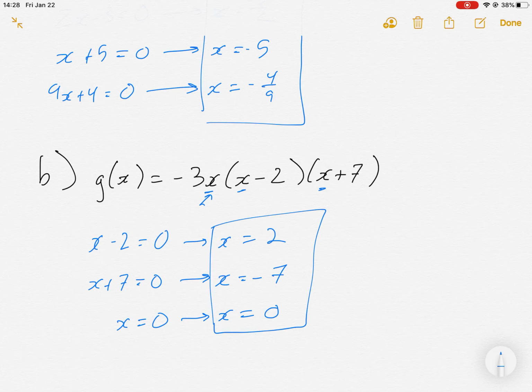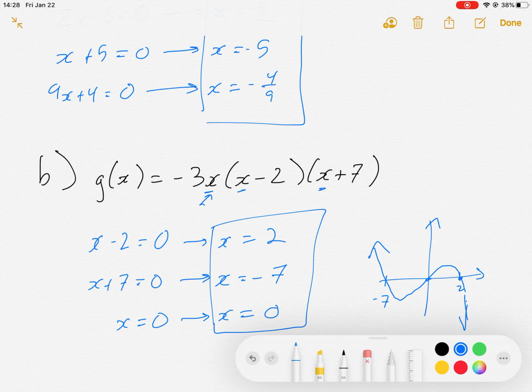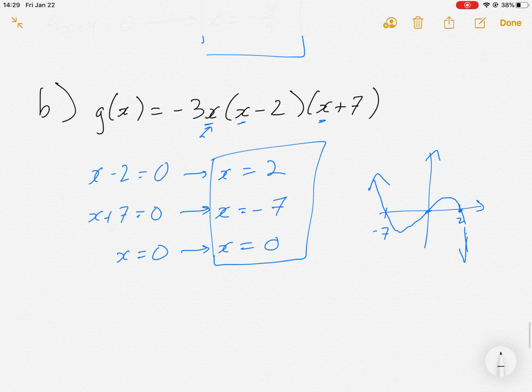Now at this point you might, in a typical problem, go ahead and start graphing. So you'd have -7, you'd have 0, and you'd have 2. You'd have to determine end behavior and that sort of stuff, but it would probably look something like this. And you could then find the zeros. Okay, so that's just sort of the intro to it. That's just finding zeros if it's in factored form.